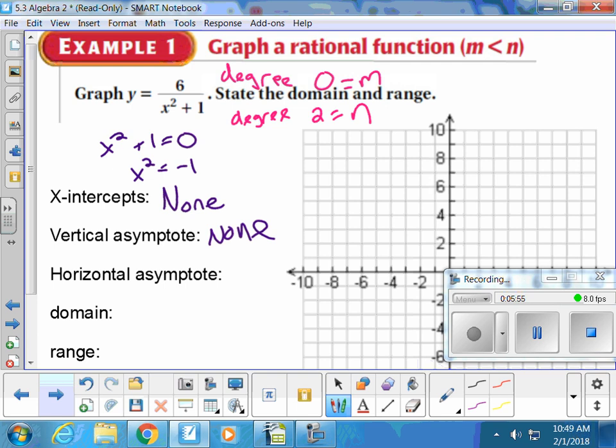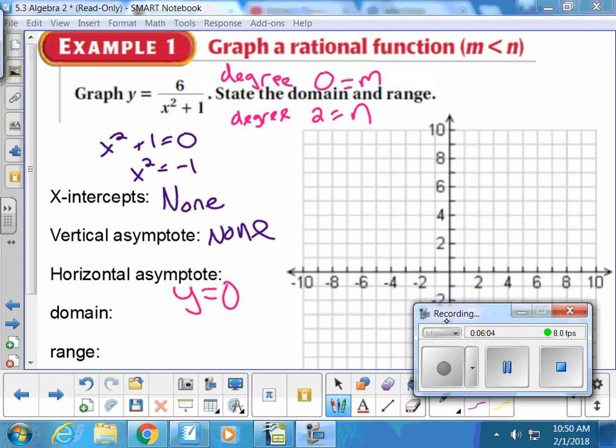And what does it say in that top entry of the chart? Y equals 0 is the horizontal asymptote. So really, that's the only asymptote to draw in on this example. It would be a horizontal line through 0.